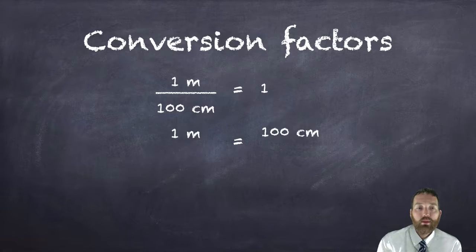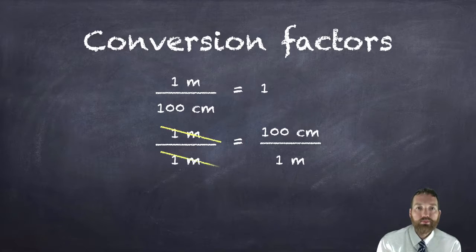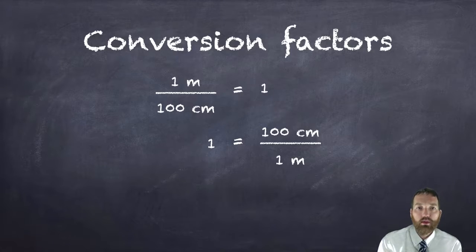Okay, but we could have done it the other way as well. We could have divided both sides by 1 meter. So 1 meter divided by 1 meter equals 100 centimeters over 1 meter. The 1 meters will cancel off and turn into 1. Now we have 100 centimeters over 1 meter equals 1. So there are two different conversion factors, but they both equal the same thing. They both mean 1.